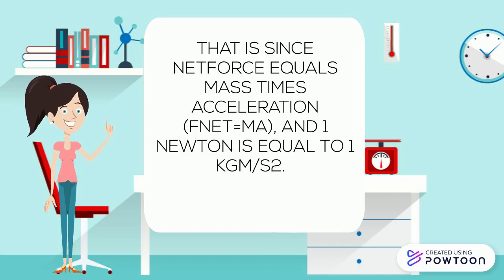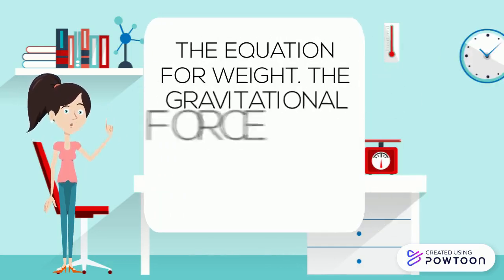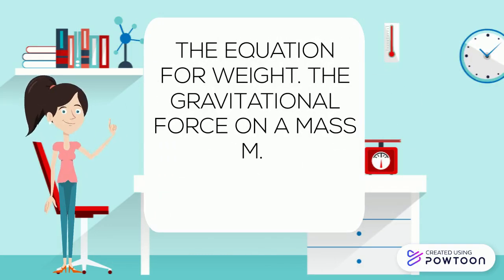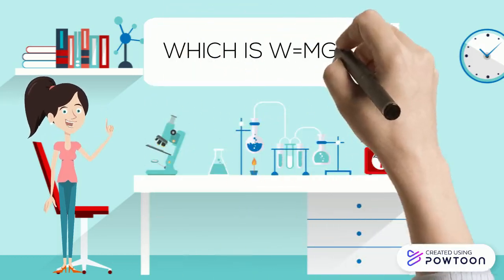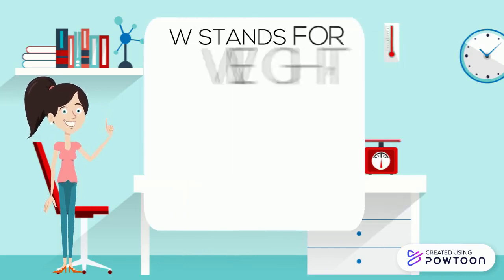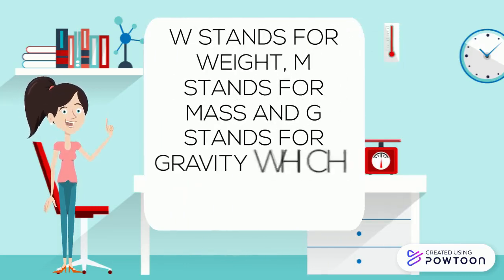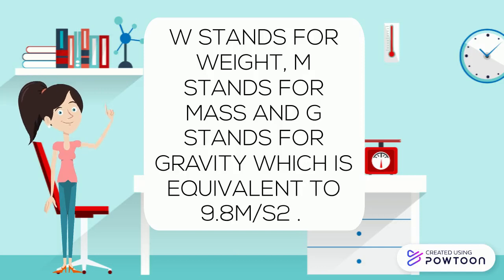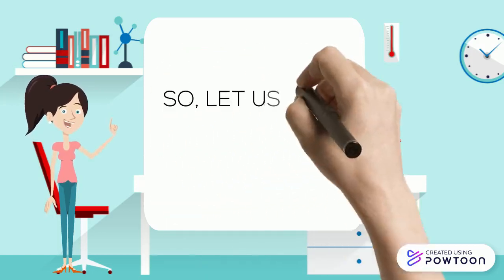The equation for weight, the gravitational force on a mass m, is W equals mg. W stands for weight, m stands for mass, and g stands for gravity, which is equivalent to 9.8 meters per second squared. So let us now solve some real-life problems.